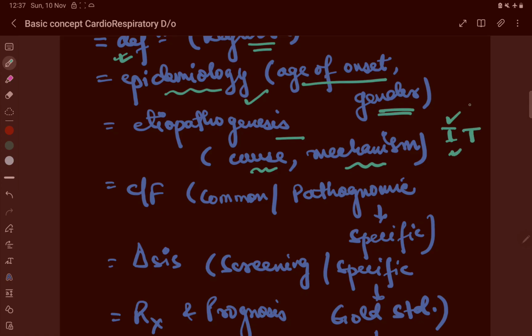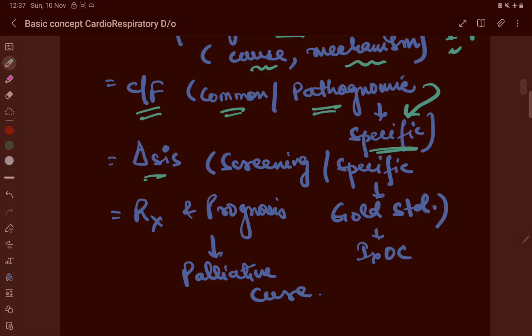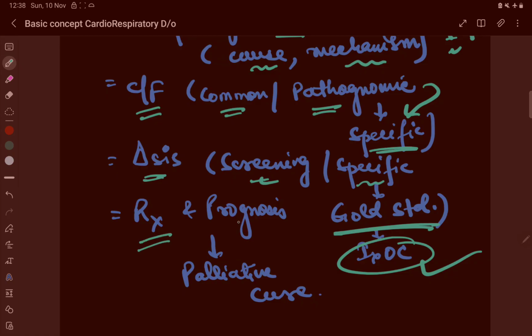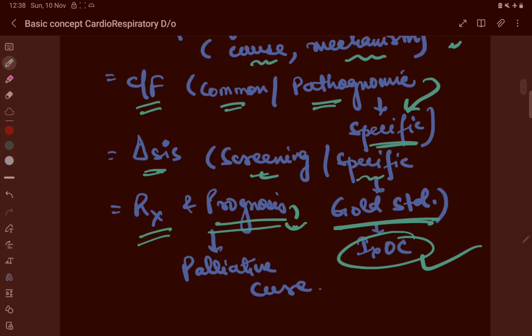That is the I, T: infection, inflammation, iatrogenic, idiopathic; T for tumor, trauma, then toxins. So that is the etiopathogenesis. Then clinical features, which may be common or pathognomonic, meaning very specific. Then there is diagnosis, which may be used as a screening. We can screen the particular disease, or make a specific diagnosis; there is a gold standard, the investigation of choice. Then there is treatment or management, defining the prognosis, whether it's a good prognosis or a bad prognosis. If there is a bad prognosis, like in cancer, we go for palliative cure, or end of life treatment.